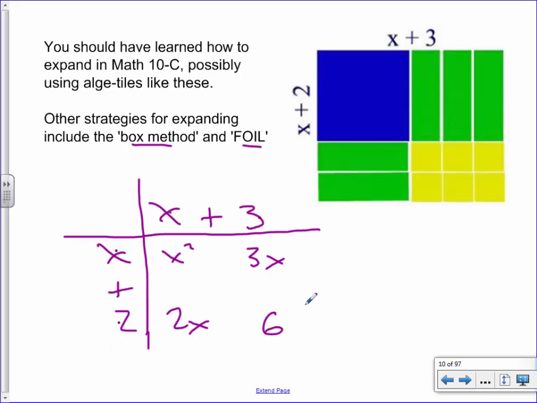And then last step, you'd have to combine the like terms. Are there any things the same? So 3x and 2x means that you have x squared plus 5x plus 6. We would call that quadratic because it has a degree of 2. We have 1x squared, 5 x's, and 6, the constant term.